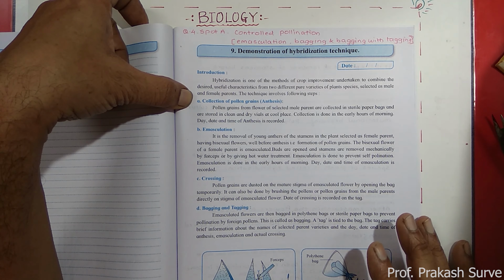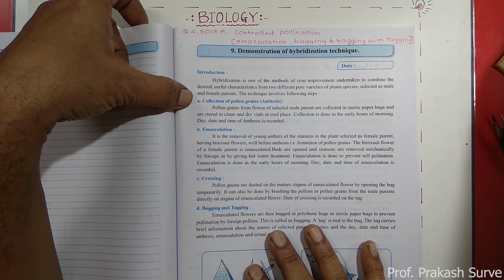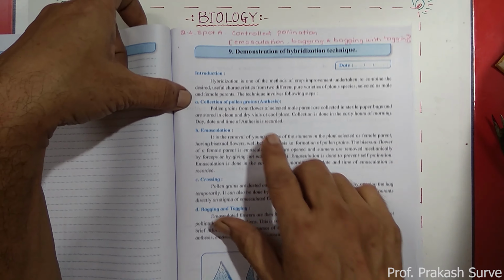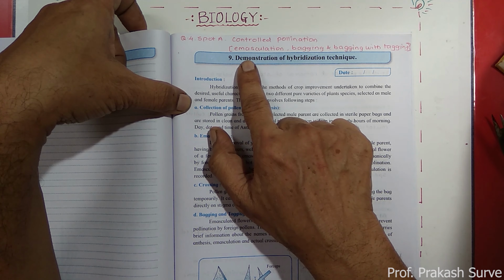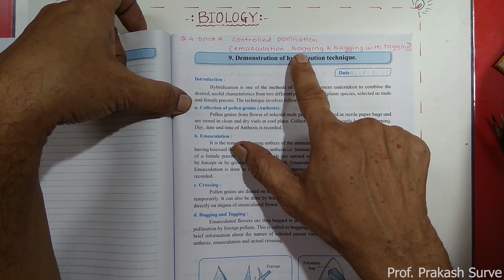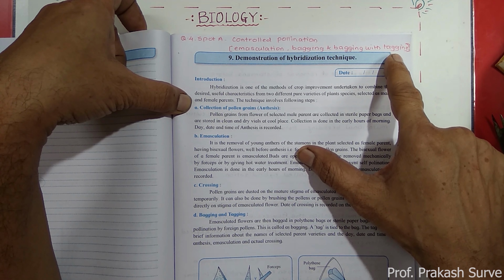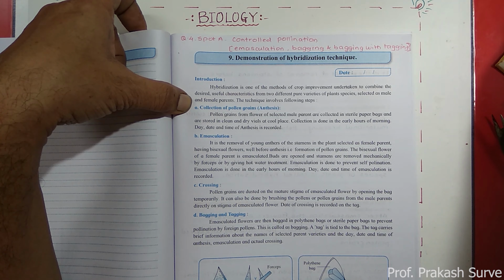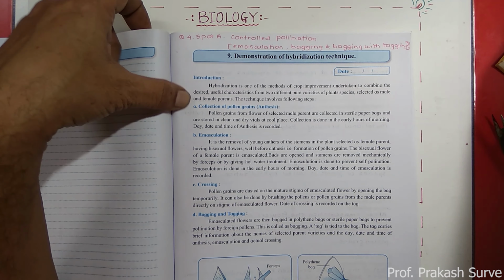So the technique for hybridization has three main parts. One is emasculation, second is bagging, and third is tagging. In this technique, let's see how the process works.